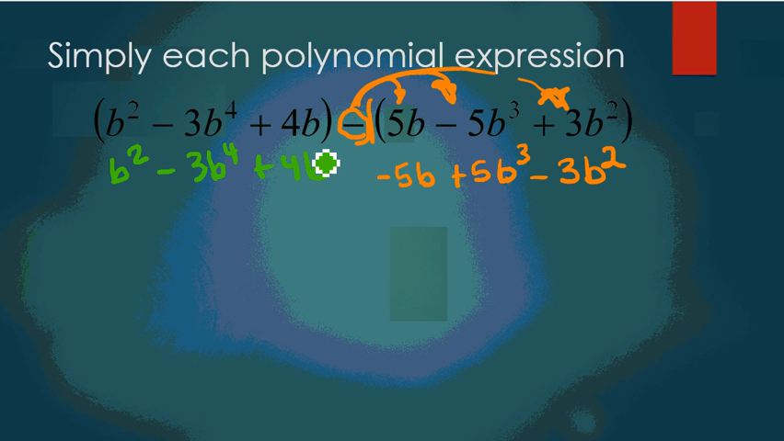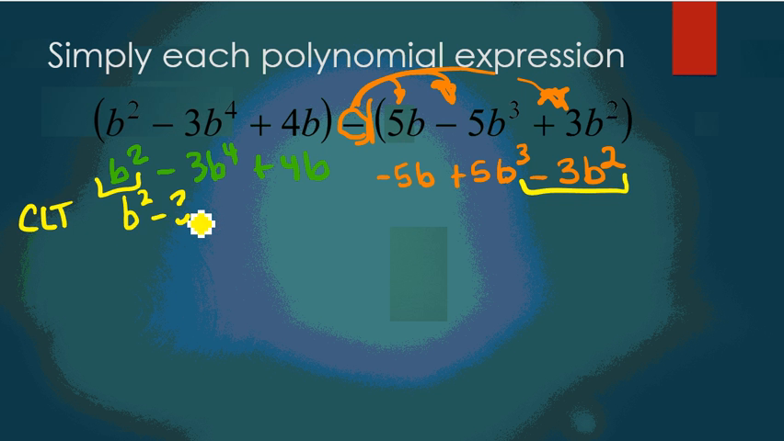All right, and from there, it's just like all the other problems. You combine your like terms. So we're going to start with b squared. Is there another b squared? Yep, right there, minus 3. And I include that sign. So I got b squared minus 3b squared. That's 1 minus 3, so that's negative 2b squared. And now I'm going to take the minus 3b.